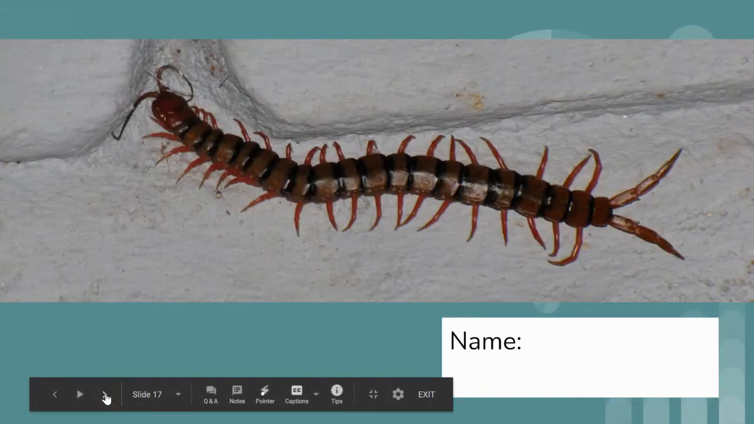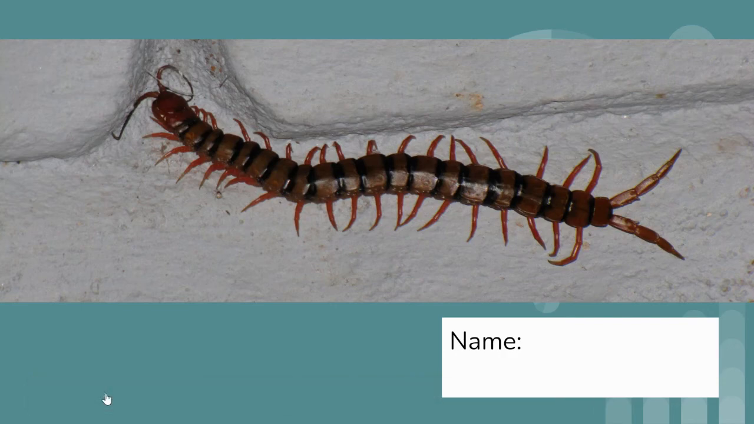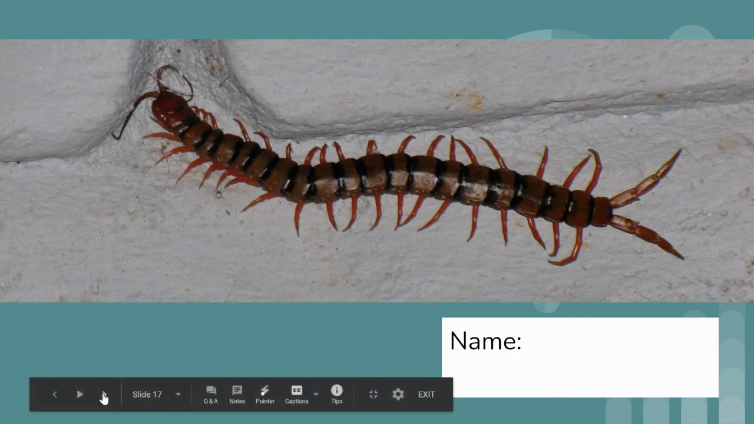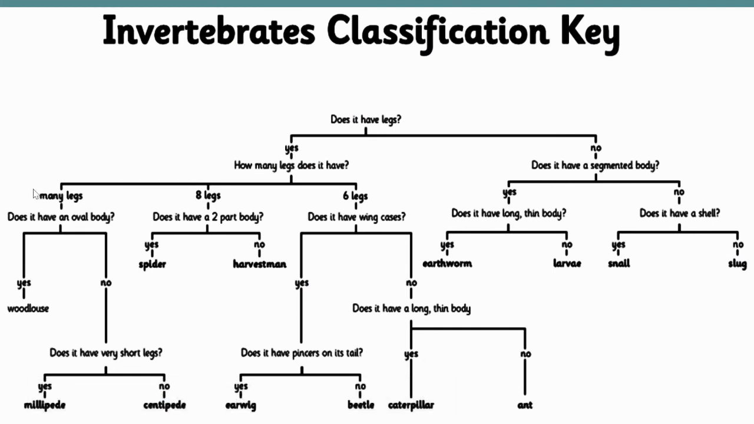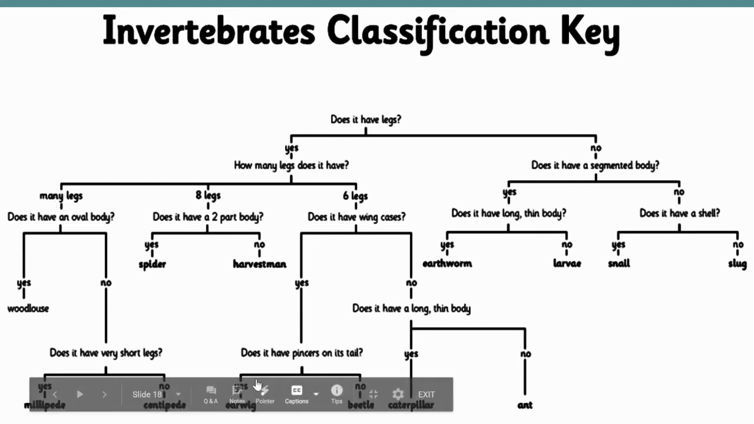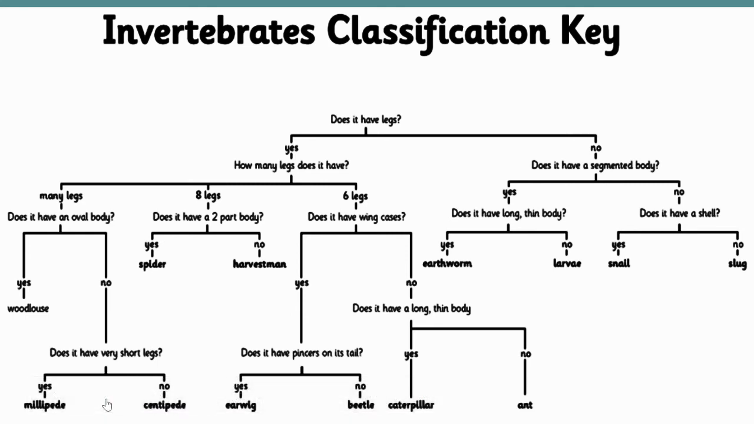We can see again, antenna, many segments, many legs. You will go down the questions. Does it have legs? Yes. How many legs? Many legs. And you will have to continue doing this. Whether it has an oval body. An oval body is like a squish circle. I hope you know that from maths. That was a long body.